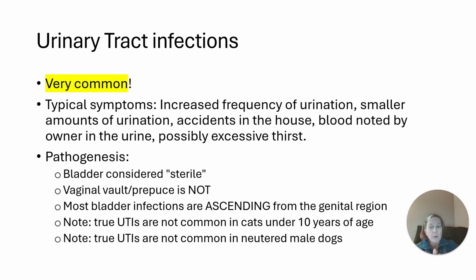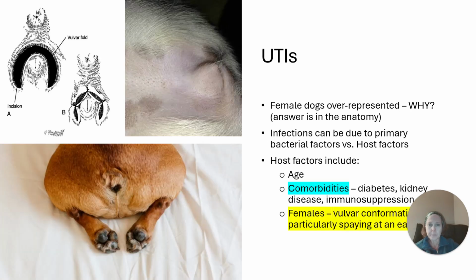Clinical notes. Number one is that true urinary tract infections are not common in cats that are less than 10 years of age. Can they happen? Yes, but by rule, they are not common. Likewise, true urinary tract infections are not common in neutered male dogs. They can happen, yes, but they are not common.